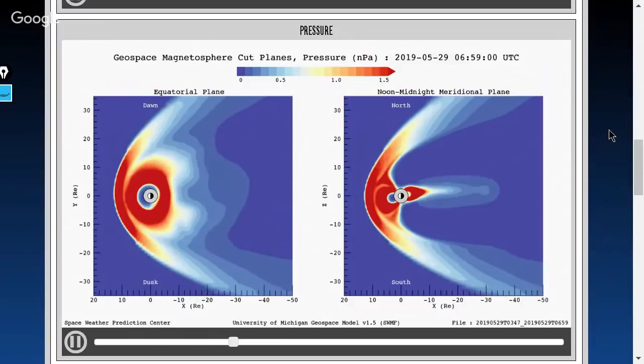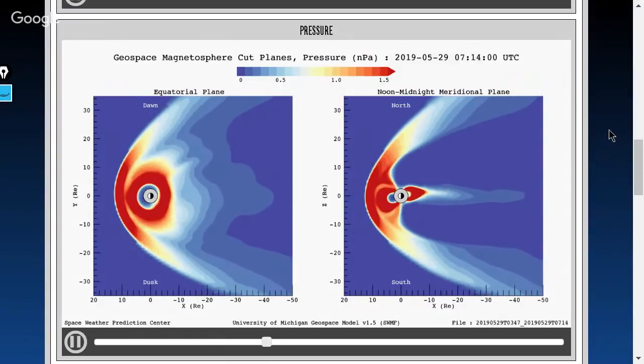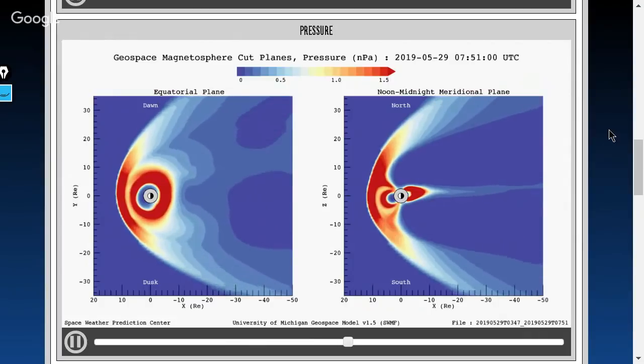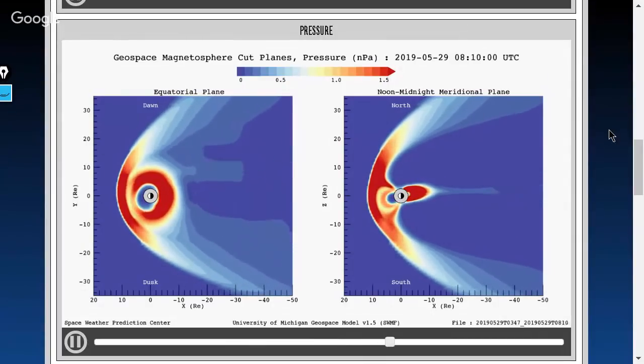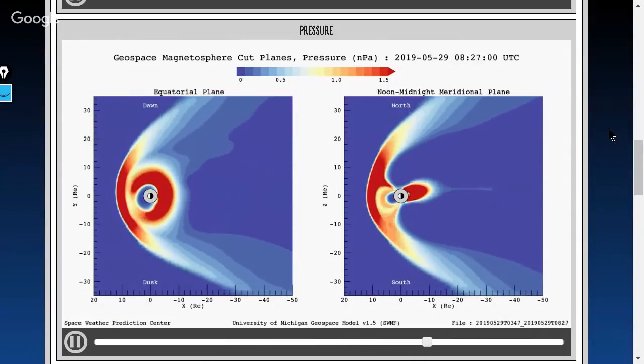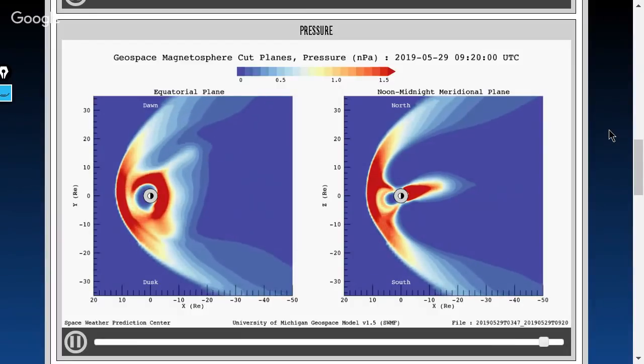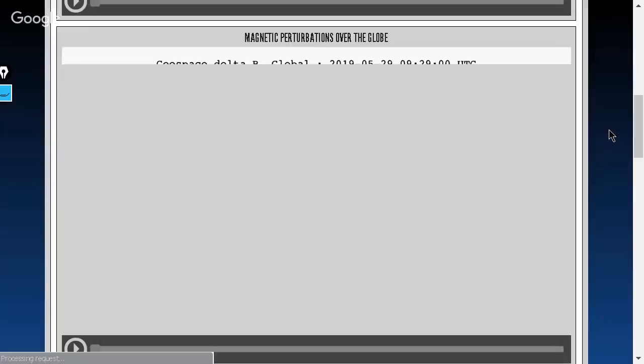There should be some active aurorae near both poles, as well as Jupiter and Saturn visible in the early morning skies. Anyway, there's the pressure on the magnetosphere movies.